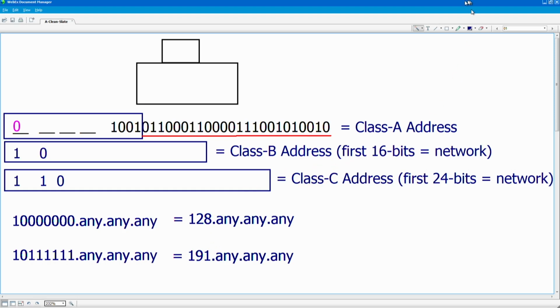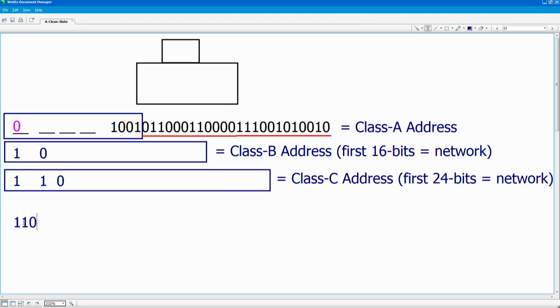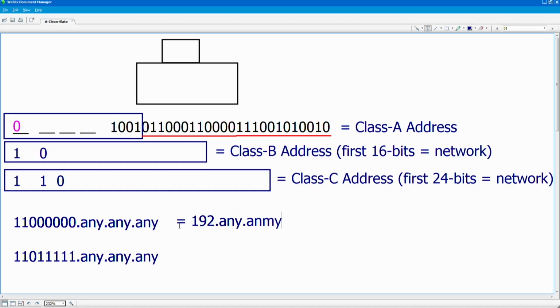And then finally, we have our Class C addresses. We know that class C in binary starts with 110. So the smallest number we could come up with that retains that pattern is that. And the largest number we could come up with that retains that pattern is that. So here we have 192 dot anything. That's the smallest class C network, anything that begins with 192.